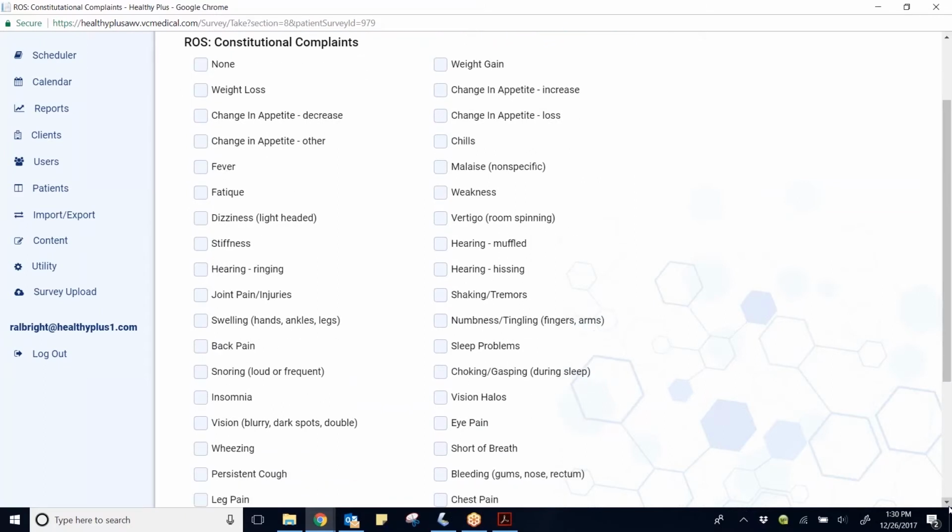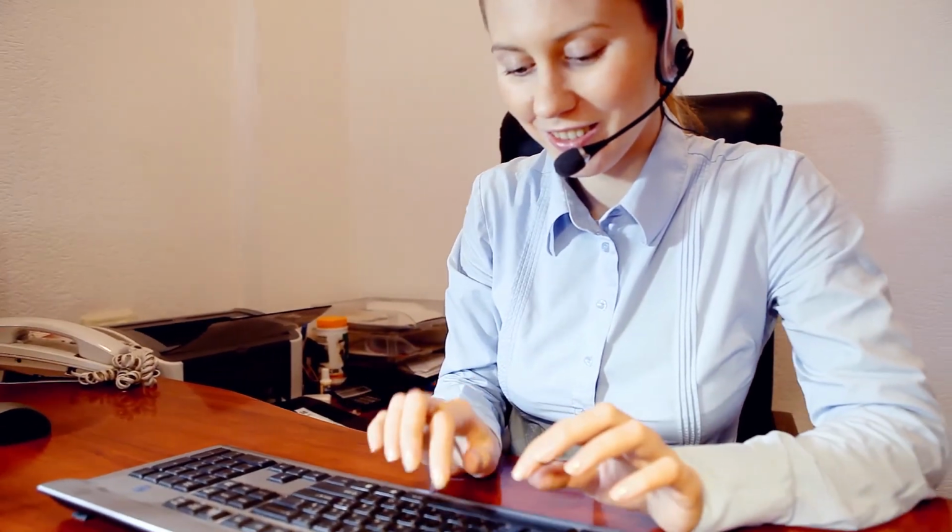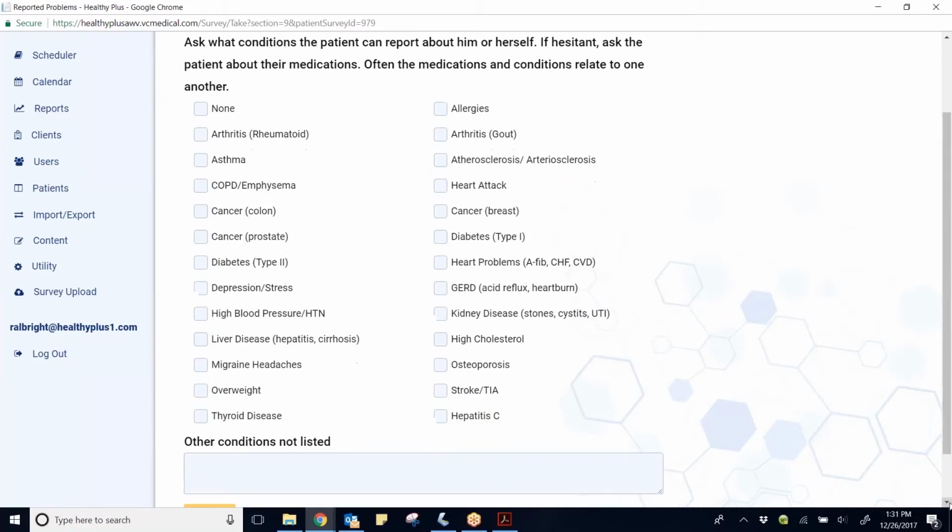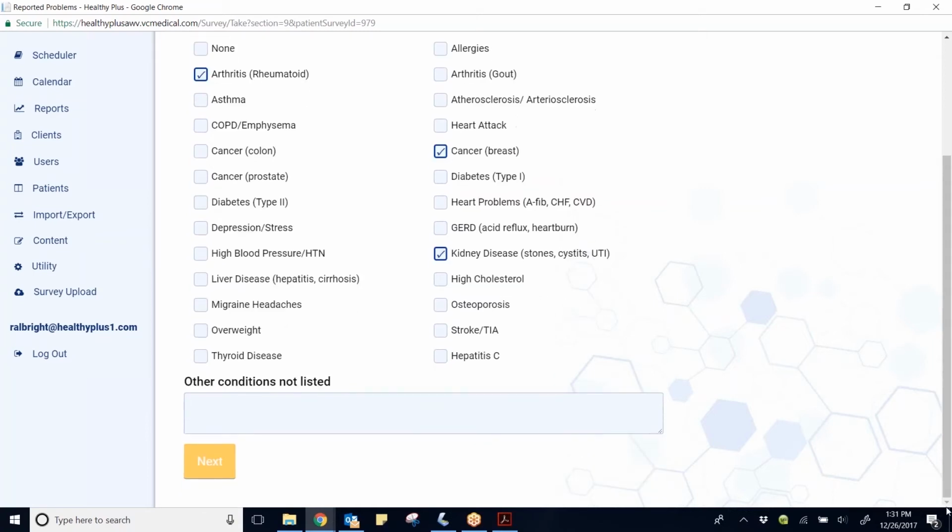We move right into the ROS Constitutional Complaints section, and the goal is to slow down and help prompt the patient. Mrs. Smith, how are you sleeping? Have you had any aches or pains? Have you fallen recently? These are some typical questions to keep the patient engaged. This is followed by reported problems. Current issues such as diabetes, heart issues, arthritis are a few reported problem options. Although some of this is repetitive, many times the patient will disclose issues that may not have been captured before this visit.